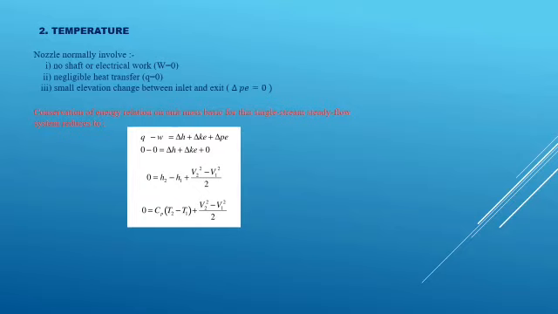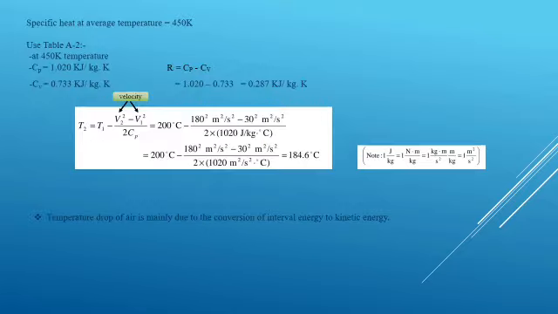Conservation of energy relation on unit mass basis for this single stream steady flow system reduces to this formula, which is Q minus W equal to change of h, which is enthalpy, plus change of kinetic energy plus change of potential energy. So we will obtain the formula 0 equal to C multiplied with in bracket T2 minus T1 plus (V2 squared minus V1 squared) over 2.